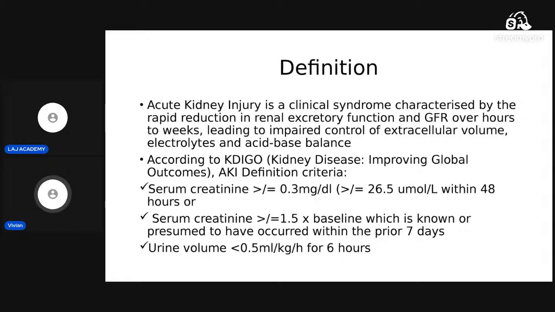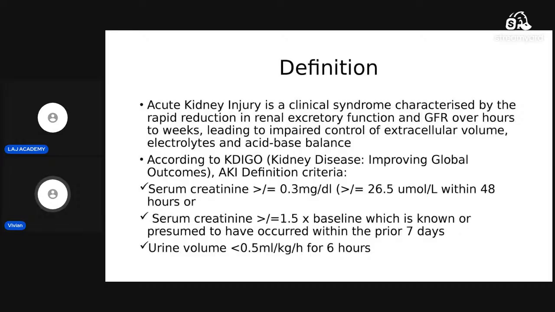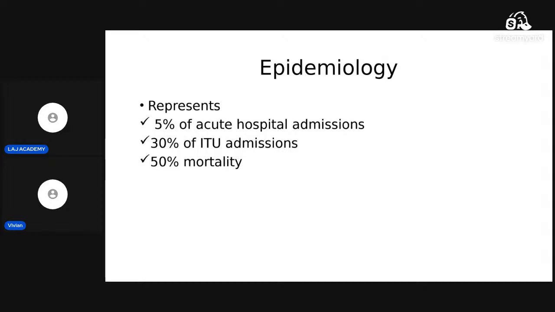For the urine volume, it has to be less than 0.5 mils per kg per hour for over 6 hours. So that's like oliguria.